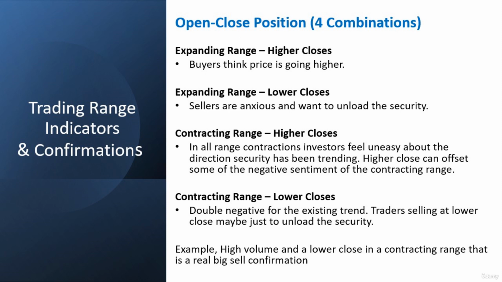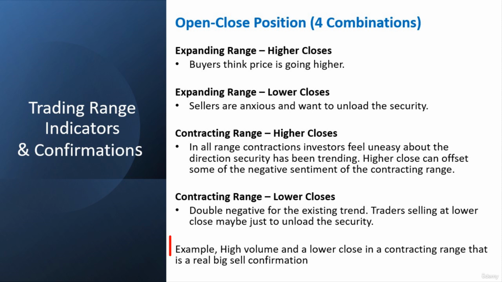If the range is contracting and the closes are lower, well, that's kind of like a double negative for an existing trend. Traders are selling at a lower close, so they're willing to take lower prices, and also the range is contracting as well. So maybe they're really just trying to unload the security and get out of it, right? So that's an example.